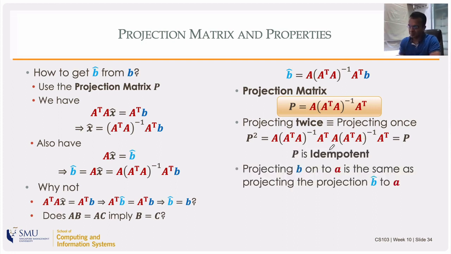The second property is more interesting. The projection matrix is symmetric also. The hint to the proof is here: if I consider A transpose B, this is going to be the same as A transpose B hat.